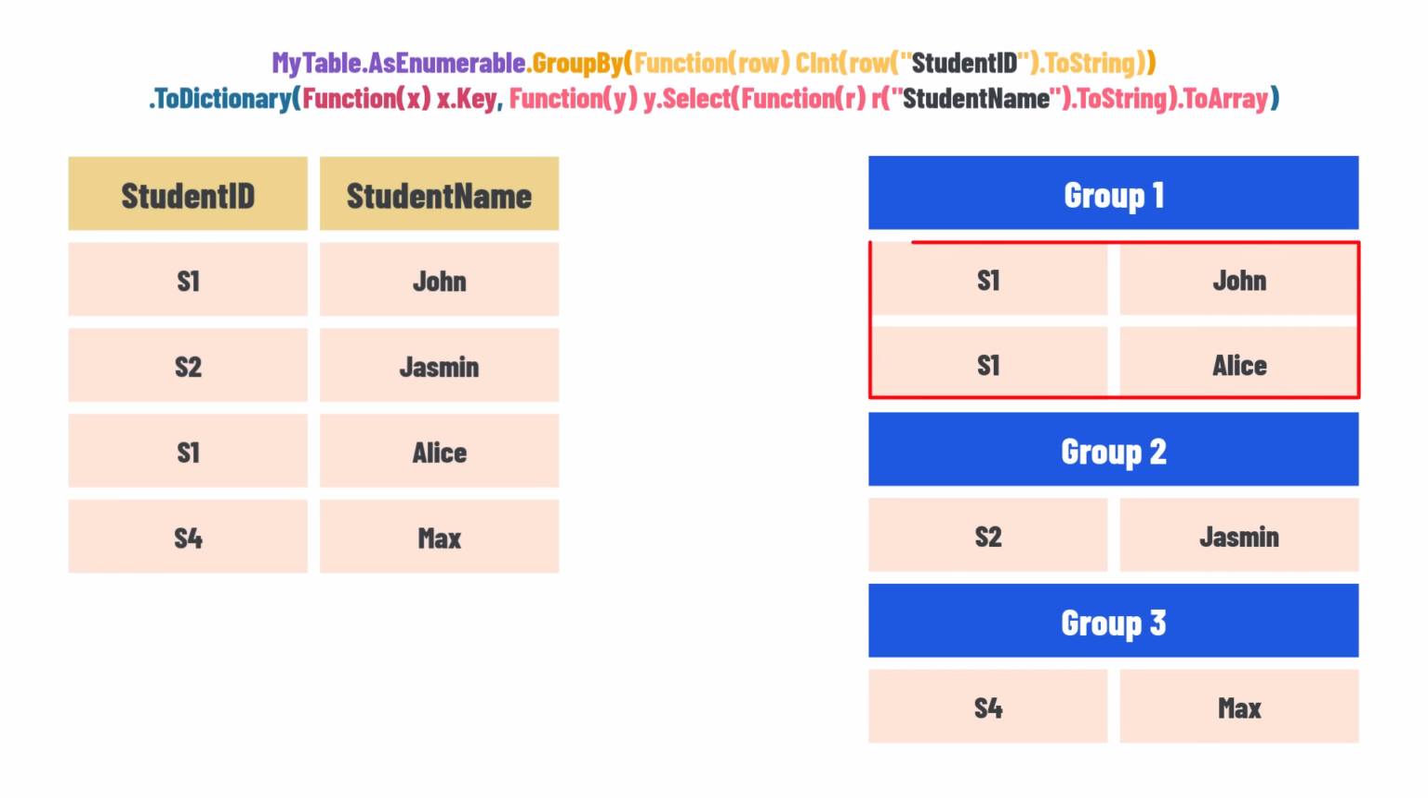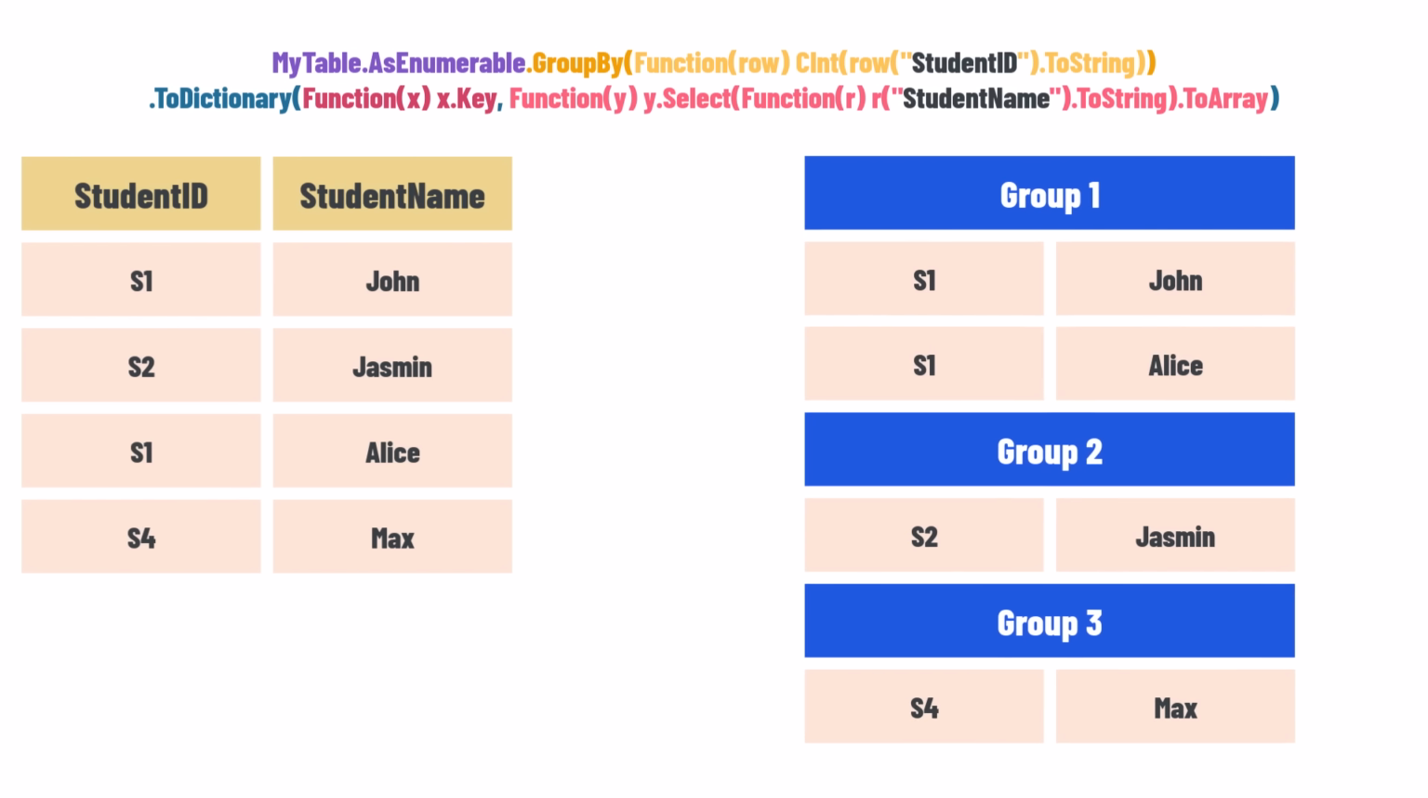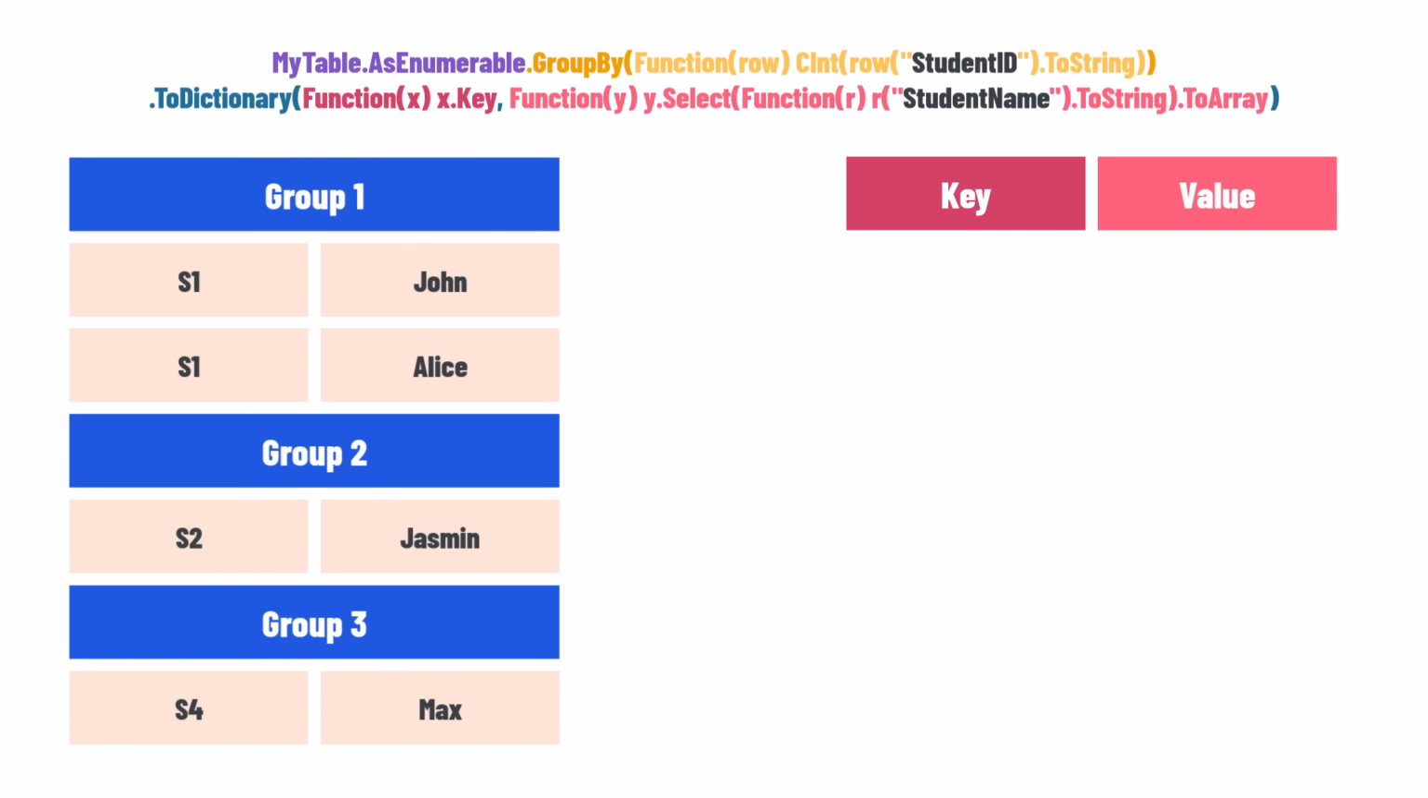For example, these two rows will be in one group, because the key is the same. After that I used a dictionary method with two lambda expressions. The first one is to select the key. Here I use the key of the group, which is the column student ID. The second one is to select the content of column student name. Here I am selecting all values inside the column for the current key.